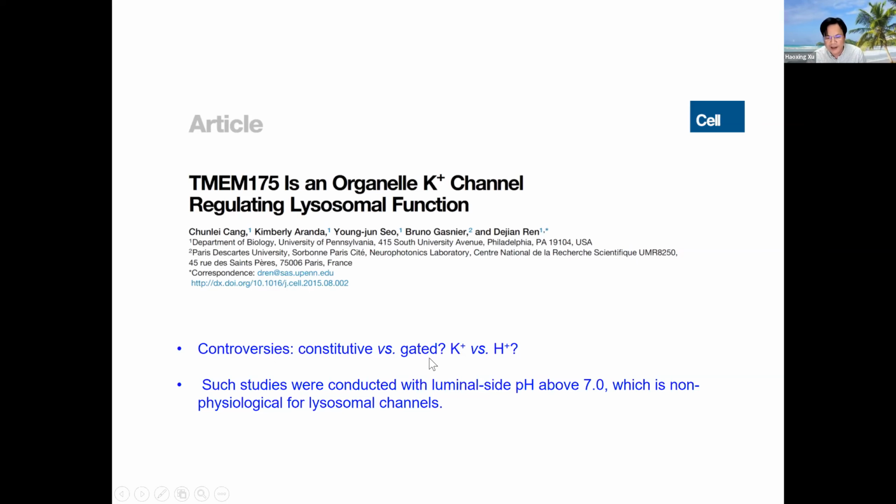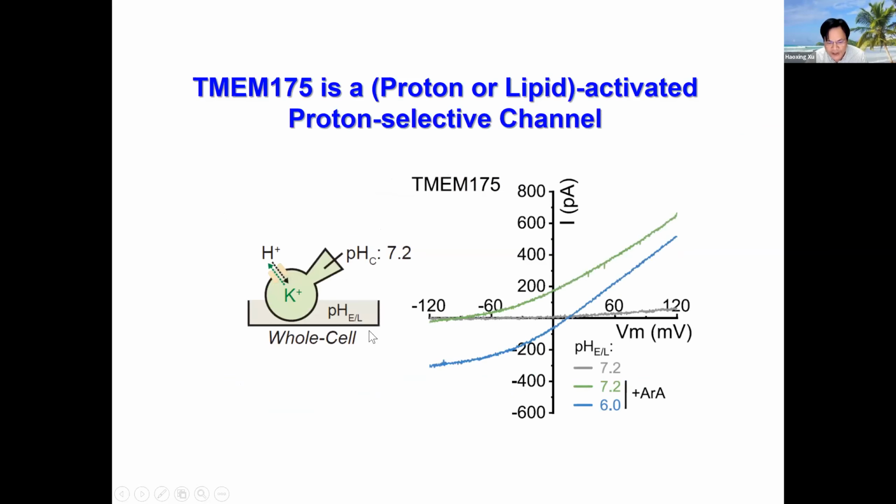So it's important to point out that in Dr. Ren's studies, as well as several follow-up studies, they use the neutral pH for their recordings. And we know neutral pH is physiological for plasma membrane channels, but not for the lysosomal channels. So when we use the potassium in our recording solution at the luminal side pH 7.2, we can see a little bit of basal currents in the T175 overexpressing cells. But we can then activate the current with arachidonic acid. And when we switch to low pH solutions, the reversal potential changes dramatically.